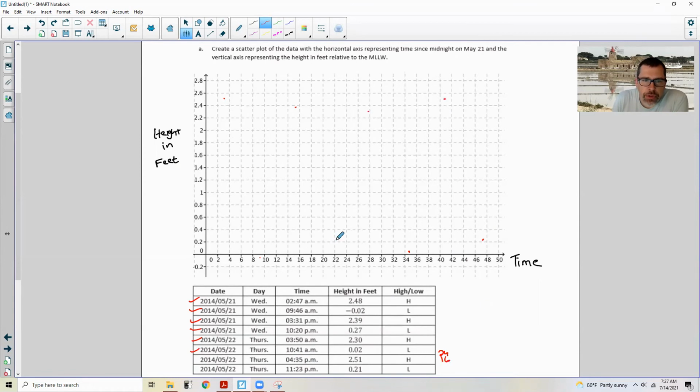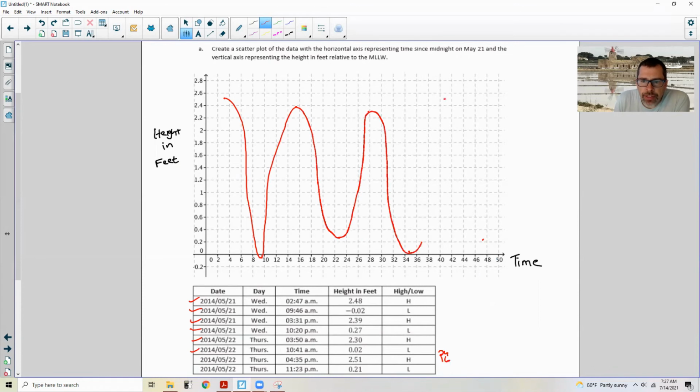Okay. So remember, these are tidal heights. So the water's got to come down to this point here and then turn and come back up like so. And then it's got to turn and come down, turn and go up. So the tides are getting higher and lower and higher and lower.